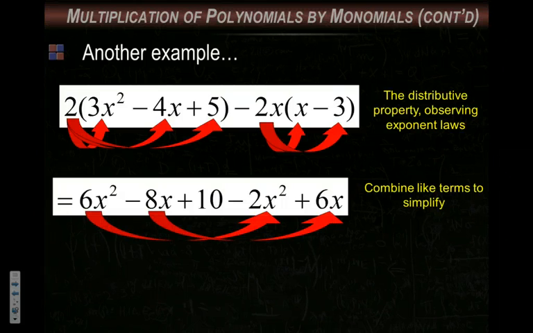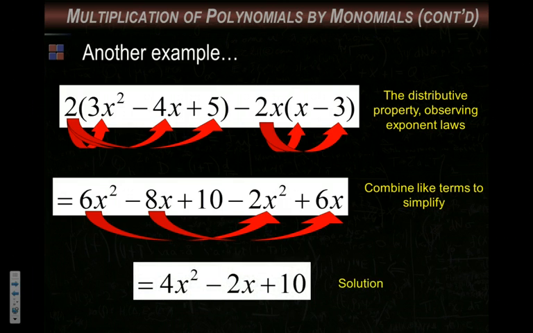From here, now look, I can combine that 6x squared with that negative 2x squared to create 4x squared. Terms that are squared are considered like terms. So that 6x squared is like the negative 2x squared.